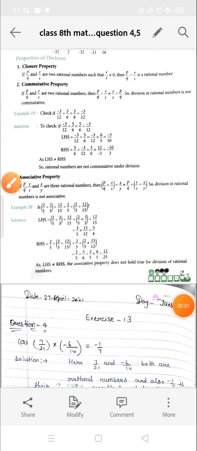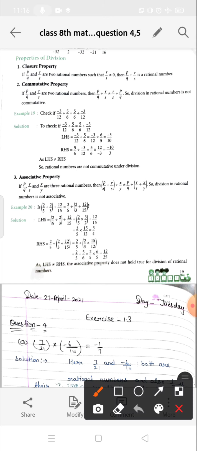Good morning class. As you know, beta, in our previous video we discussed the properties of multiplication of rational numbers. In this video we will discuss the properties of division. Division of rational numbers only follows the closure property. The remaining properties are not followed by the division of rational numbers. Now look at the first property, that is the closure property.